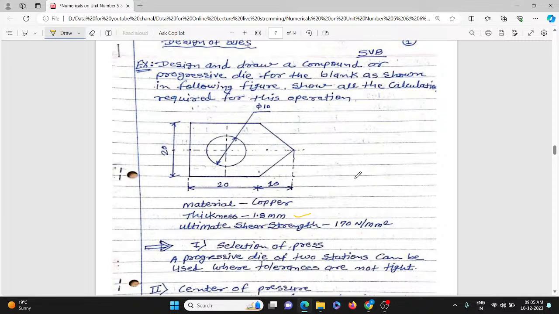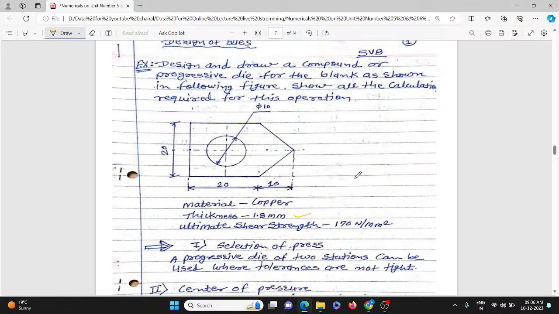Basically, when the shape of the blank to be cut is irregular, the summation of shear forces about the center line of the press ram may not be symmetrical, and due to this a bending moment will be introduced in the press ram, producing misalignment and undesirable deflection. To avoid this, the center of pressure of the shearing action of the die must be found out.